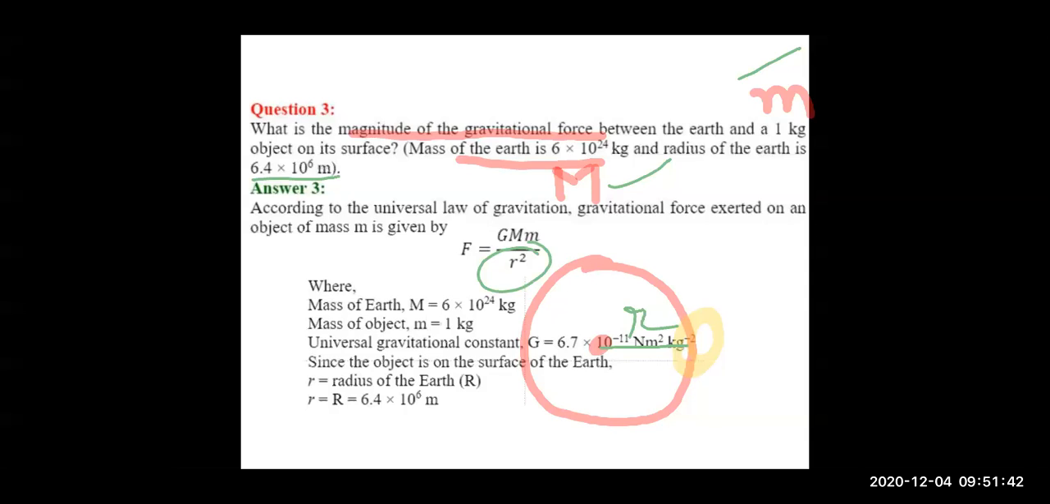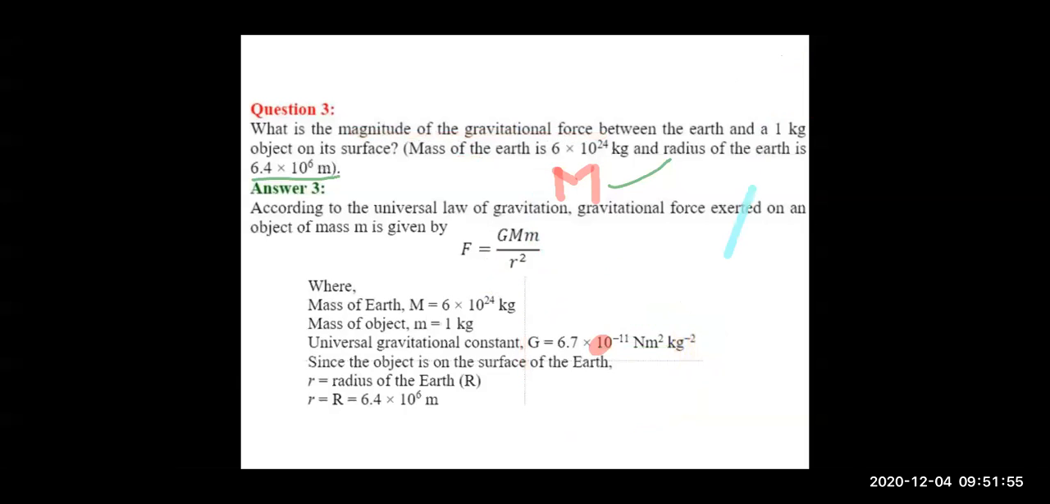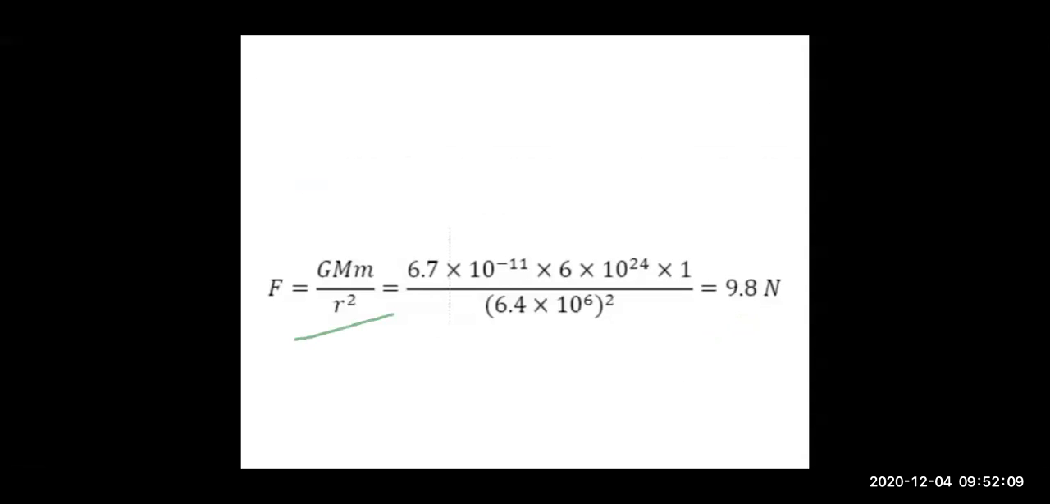So we know the value of G. See in this question, G value they have not given because G value you should be knowing, children. And the value of G is 6.67 into 10 to the power minus 11. So 6.67, nearly they have taken it as 6.7. So let's put the value in the formula of force.